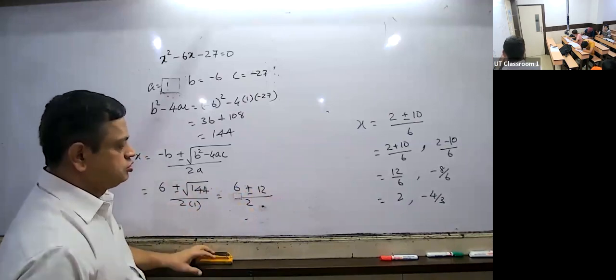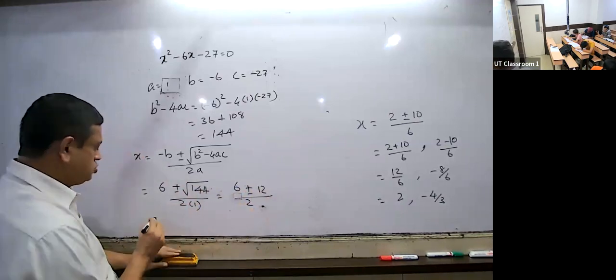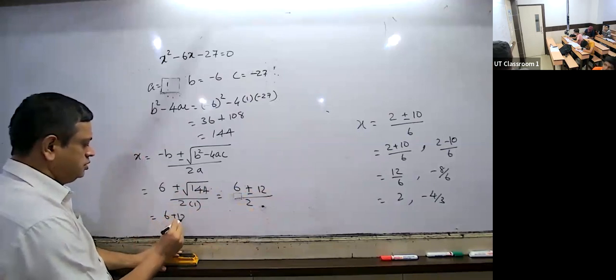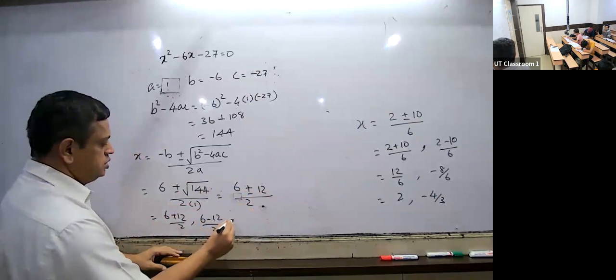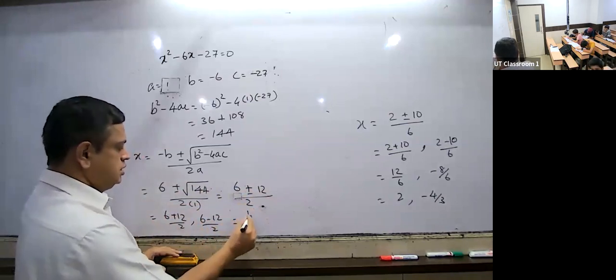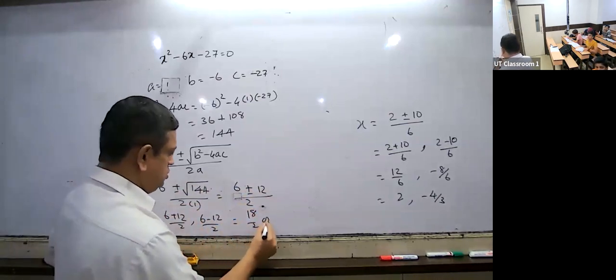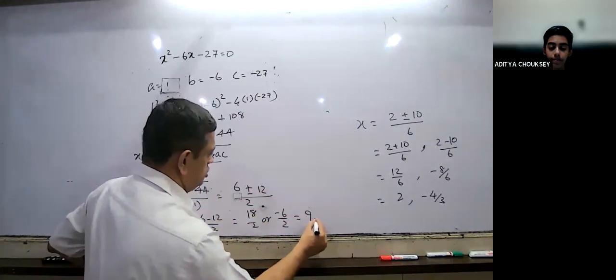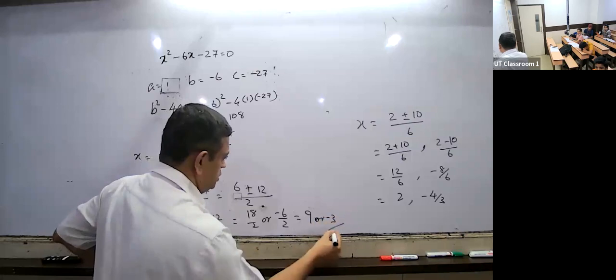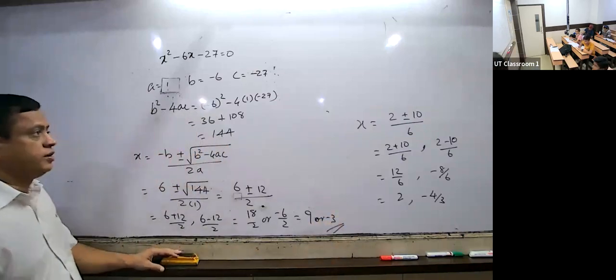So separate it into two parts. First is 6 plus 12 divided by 2. Second one is 6 minus 12 divided by 2. 6 plus 12 is 18 by 2, or minus 6 by 2. Then the answer is 9 or minus 3. Are all getting the answer? Anywhere if you have a problem, please tell.